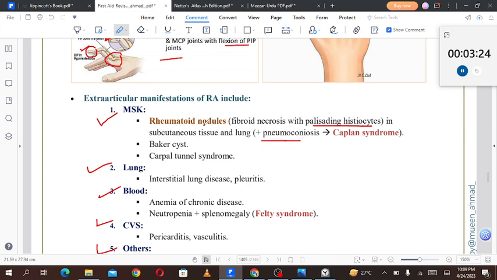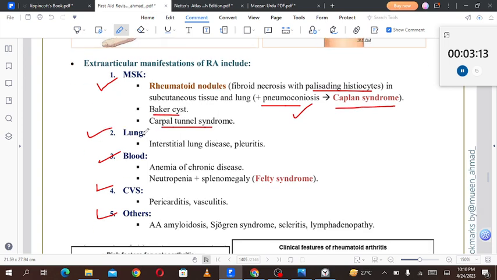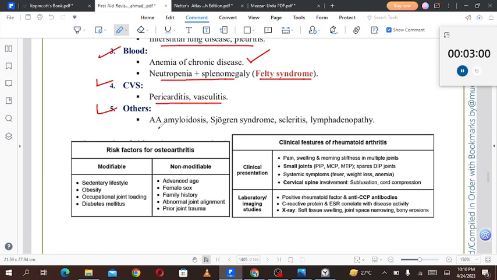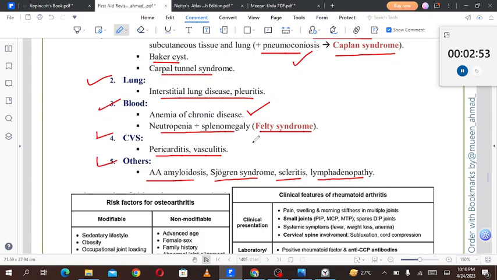Okay, so the rheumatoid nodules, which are fibrinoid necrosis with palisading histiocytes in subcutaneous tissues and lungs, if that happens along with pneumoconiosis, that is called Caplan syndrome. Also Baker cyst and carpal tunnel syndrome. In the lungs we find interstitial lung disease and pleuritis. For the blood, we can have anemia of chronic disease and neutropenia with splenomegaly, that is Felty's syndrome. In the CVS, pericarditis and vasculitis can be seen, and in other areas we can find AA amyloidosis, Sjogren syndrome, scleritis and lymphadenopathy, which can be associated with rheumatoid arthritis.